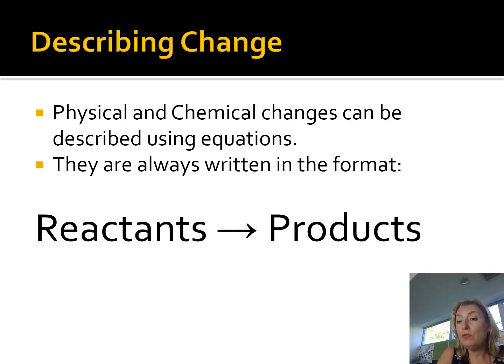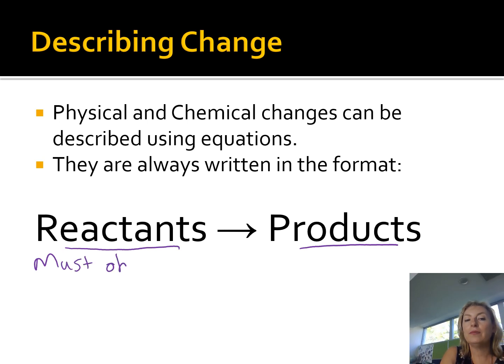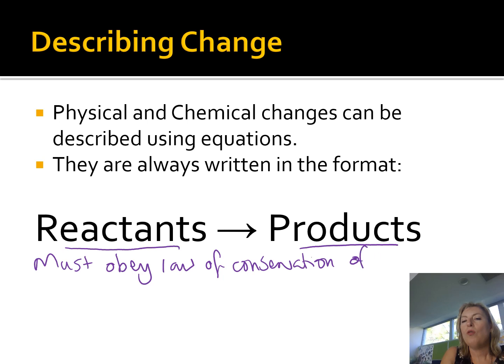Both physical and chemical changes can be described using an equation, and they are always written in the format of reactants versus products. These equations must obey the law of conservation of mass, or matter, and this says that matter cannot be created nor destroyed. It can only be changed from one form to another. So this means, as a consequence, you have the same number of atoms on the reactant side as the product side. And to do that, we must balance.